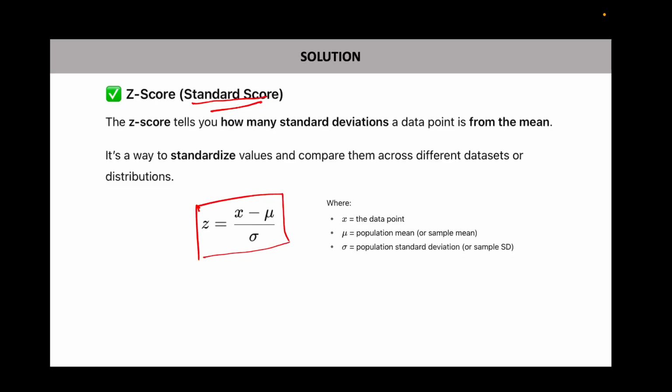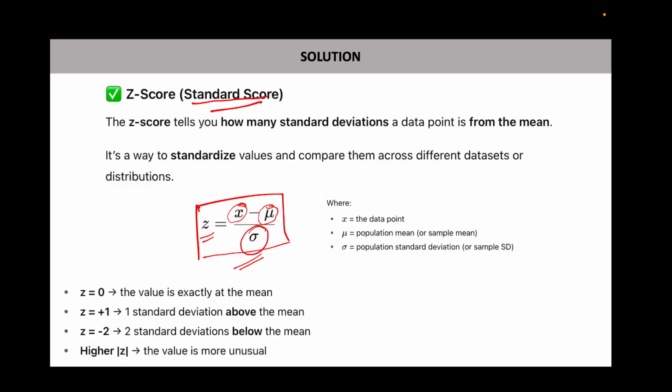It is again very simple. When you calculate a z score value, you need the data point that you have, the mean of the data, and the standard deviation of the data, and with this formula you can calculate a z score value. Now what kind of interpretations can you make from this?